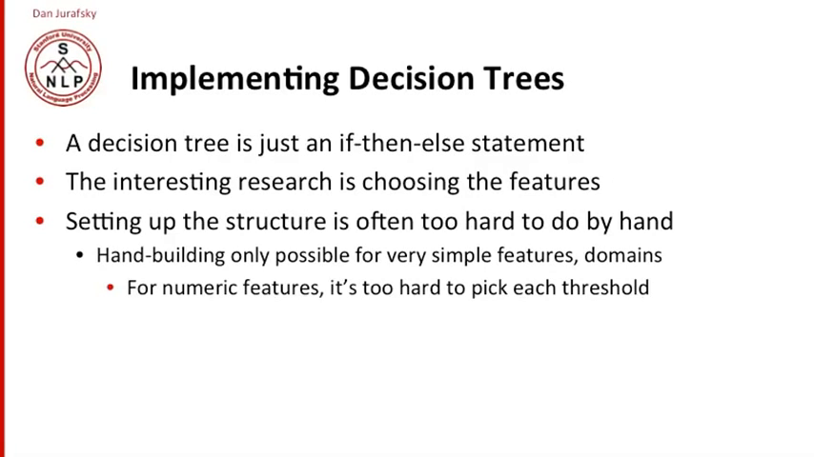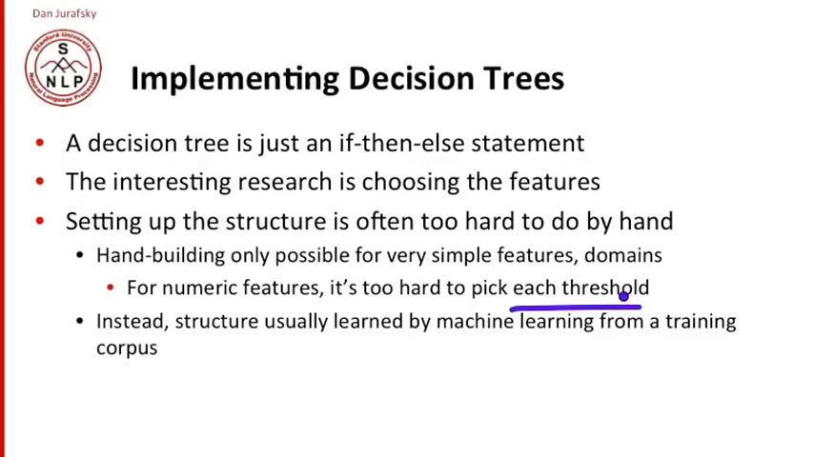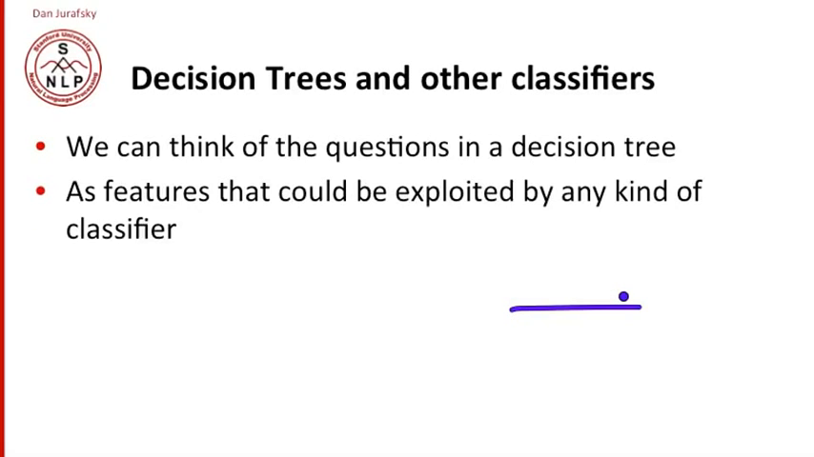But it's very hard to do for numeric features because you have to pick the threshold for each of the numeric features. If I'm picking a probability as one of my features, I've got to have a question in the decision tree: is this probability greater than some threshold theta or not? And I've got to set all those thetas. And so generally, we use machine learning that learns the structure of the tree and learns things like the threshold for each of the questions that we're asking.